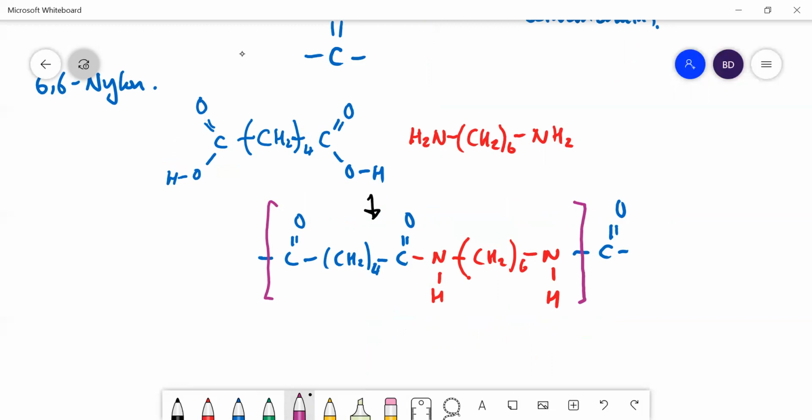And it can form hydrogen bonds between one chain and another. You've got these hydrogens here, which are delta positive. They can form hydrogen bonds. You've got the lone pairs on these two nitrogens. You've got the lone pairs on the oxygens. And so that will form hydrogen bonds.